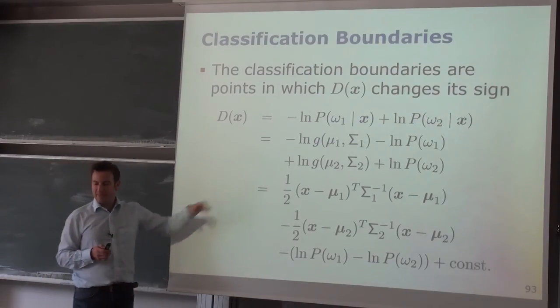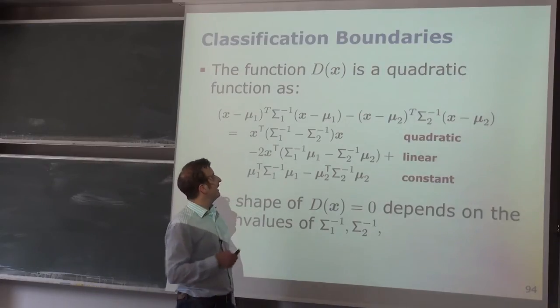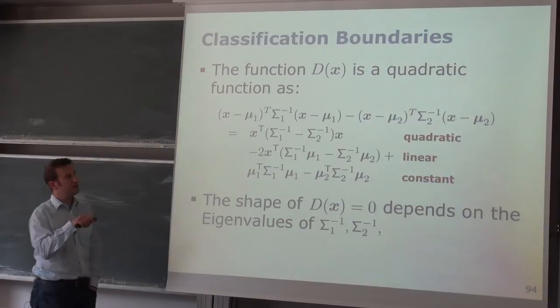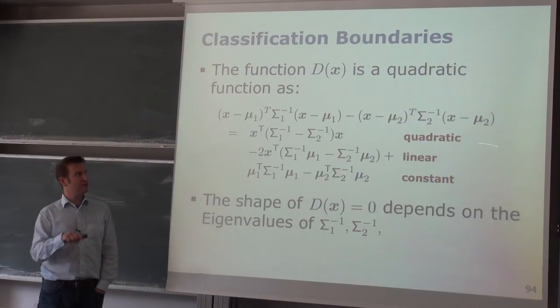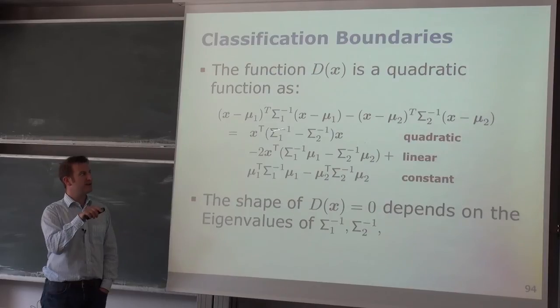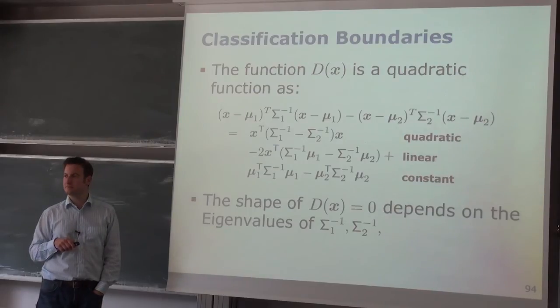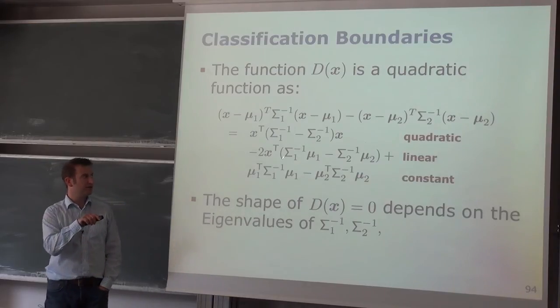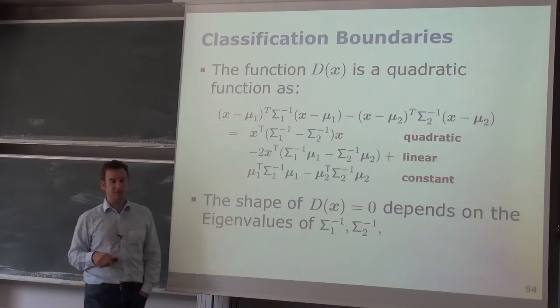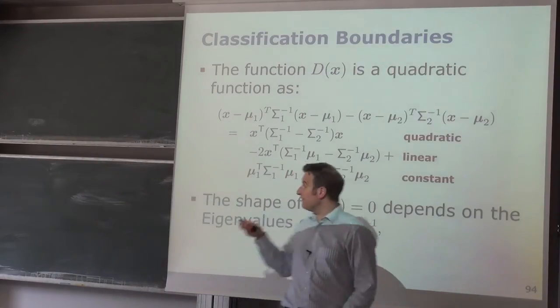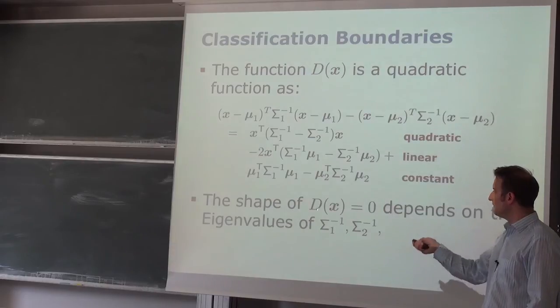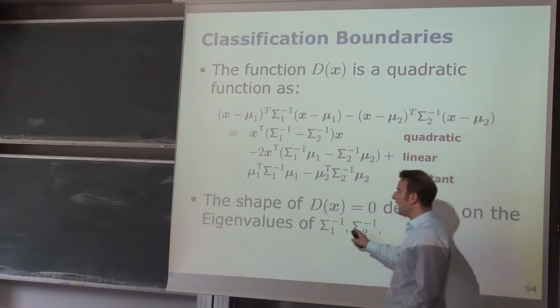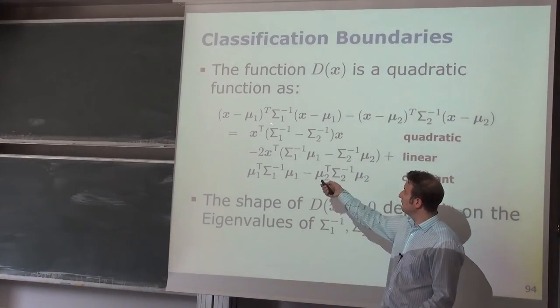Okay, so I can now simply rewrite that function as a quadratic function. Now this expression over here, just by rearranging those terms, I have one element where it's quadratic in x, it's linear in x, and this is a constant. And I have my two matrices sitting over here, and also those elements in the linear term, plus some constant. If you have this kind of shape, then the shape of this, where the decision boundary changes its sign, basically depends on the eigenvalues of those two matrices, because these are the elements which are involved in here.